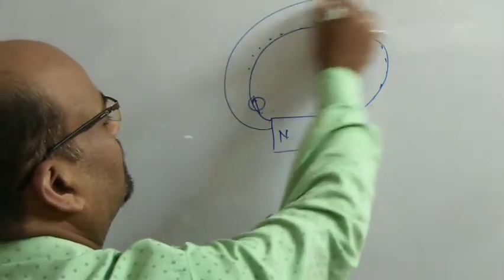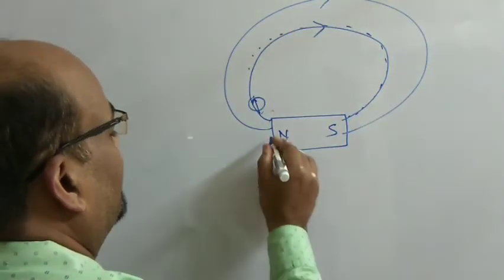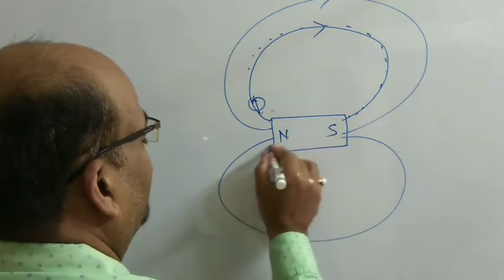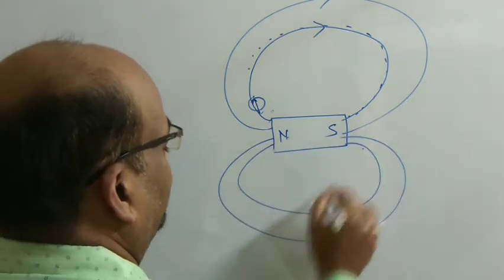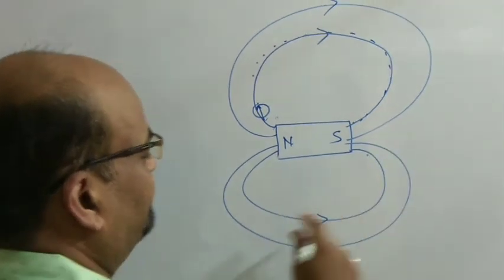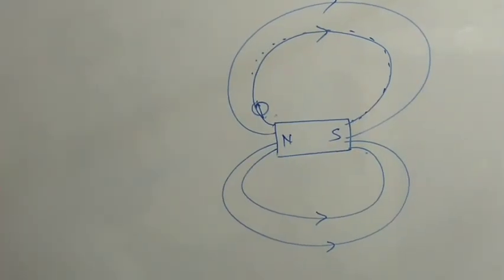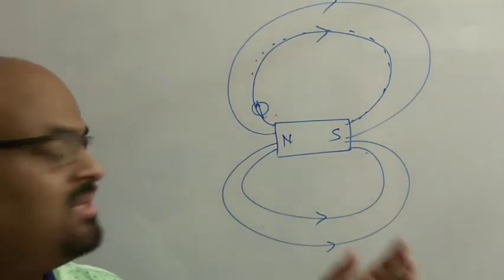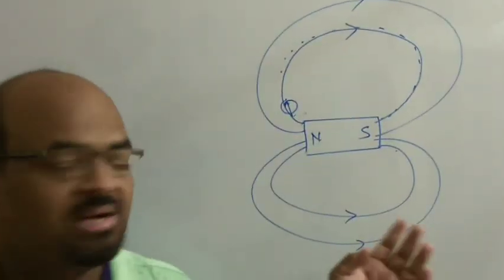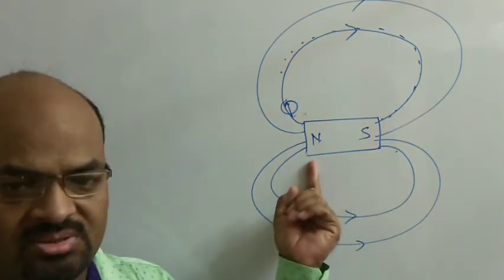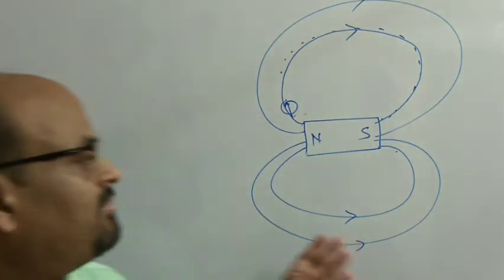Similarly, you can draw different lines in your experiment, and the direction of these lines of force is from north to south, but here it is not shown. Inside the magnet, the direction of the magnetic field is south to north. Okay, so these are called the magnetic lines of force.